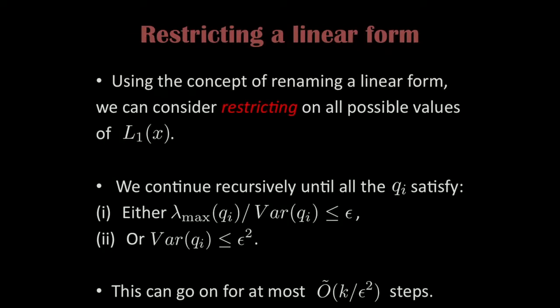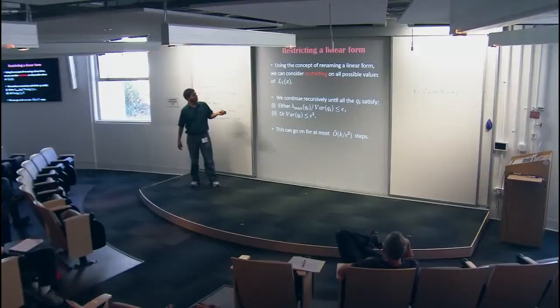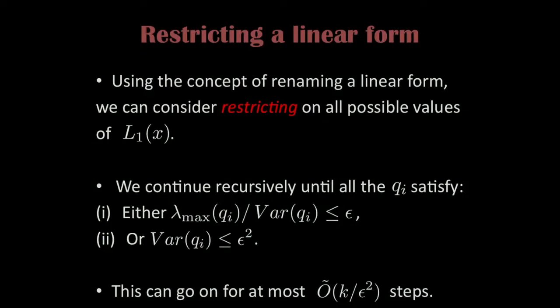So in particular, you can consider restricting on all possible values of L1. This is not exactly possible because L1 has a Gaussian distribution. It's not a finite support, so you can't go over all restrictions, but you can discretize and do something. So you substitute, you just consider what happens when L1 is this value. You can't go over the infinite support, but discretize and go over all possible values. And what happens now is, you can continue doing this recursively.